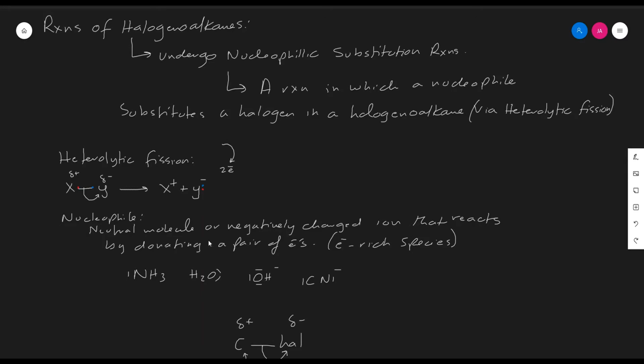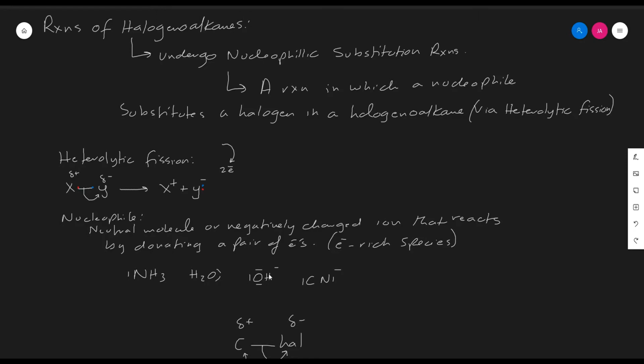Examples of nucleophiles, neutral molecules and negatively charged ions, are ammonia. Ammonia is a neutral molecule in which nitrogen has a lone pair of electrons which it can donate. A water molecule, the oxygen has 2 electron pairs and it can donate one of them.